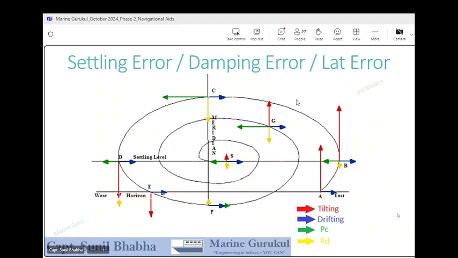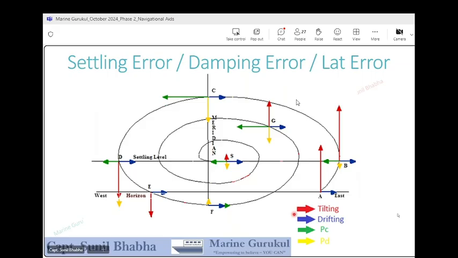Let us now try to understand why the spin axis settles east of the meridian, why not west of the meridian, and why the spin axis settles above the horizon, why not below the horizon. So we will understand the balance of these 4 forces, and that will make us clear why the settling position is attained at this particular location only.